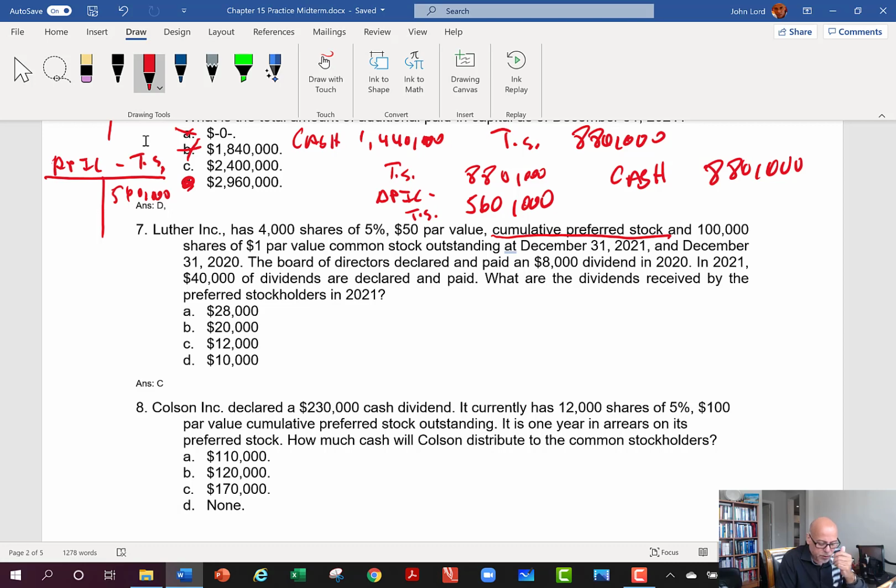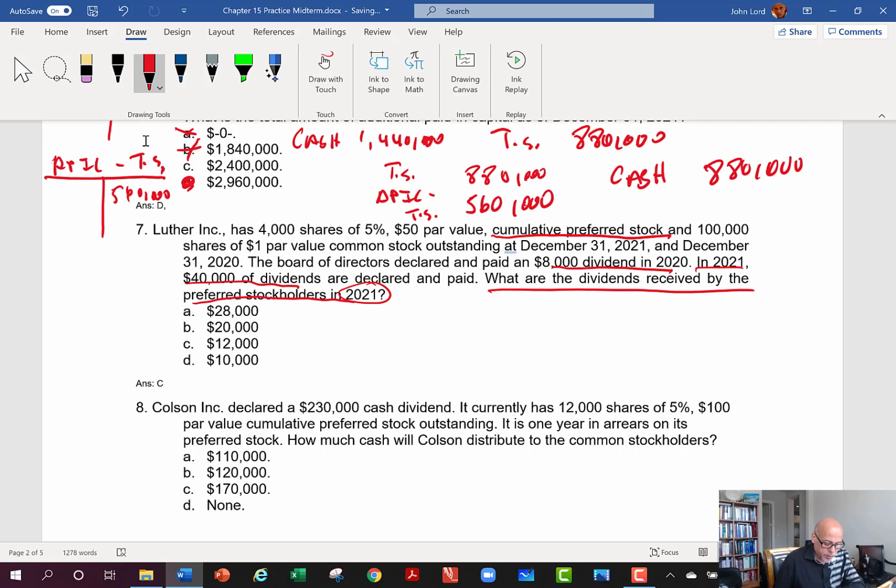Okay, so with that quick little review here, they're telling us that we have 4,000 shares of 5% $50 par value cumulative preferred, and then they tell us the common shares, and they want to know what amount should be received by the preferred shareholders in 2021. They state that the board of directors declared and paid an $8,000 dividend in 2020, and in 2021 they paid 40,000 of dividends.